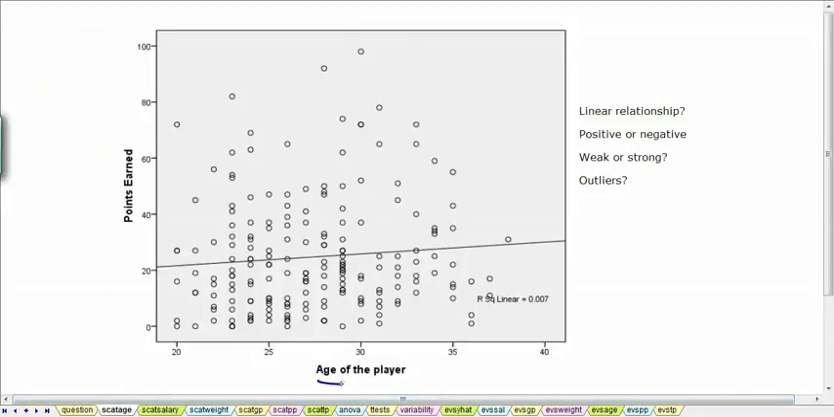So the first one is for the age of the player, and we've plotted that with the points earned, so that's our Y variable, and that's X1. And each of these points represents a particular observation from our data set, a particular NHL player for the 2007-8 season. So we can pick out one point, and we can see here this player was about 32, and they earned about 50 points during that NHL season. So we look at the scatter plot and we want to ask, is there a linear relationship with the age of the player and the points earned?